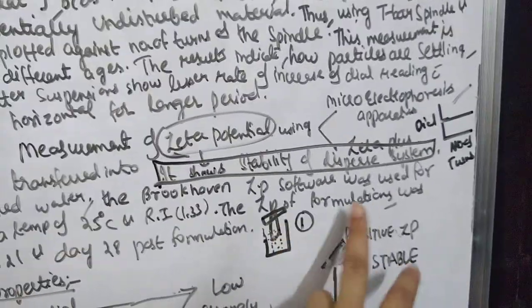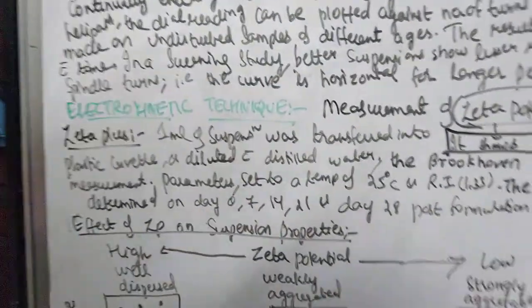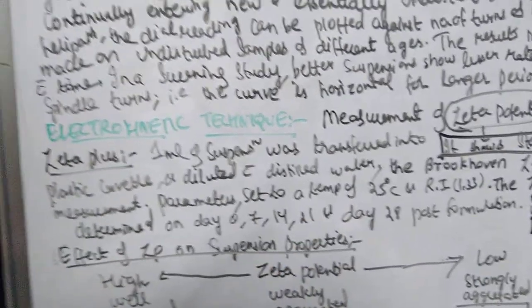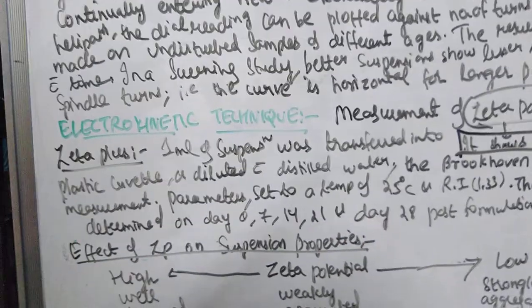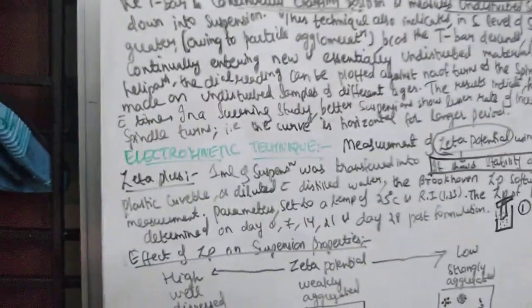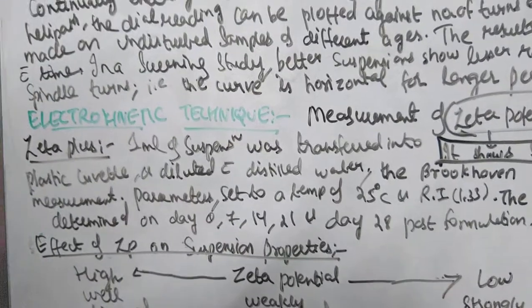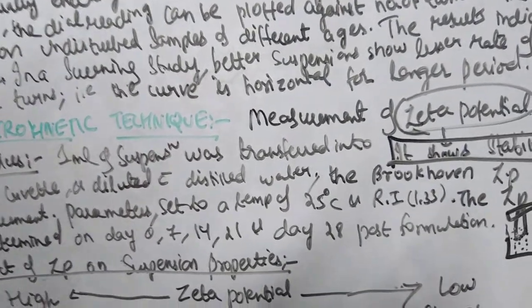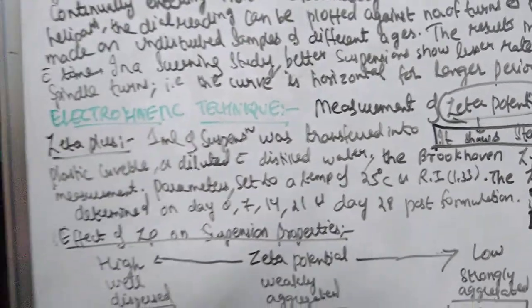Then the zeta potential of the formulations was determined on day 0, day 7, 14, 21 and day 28 post formulation.